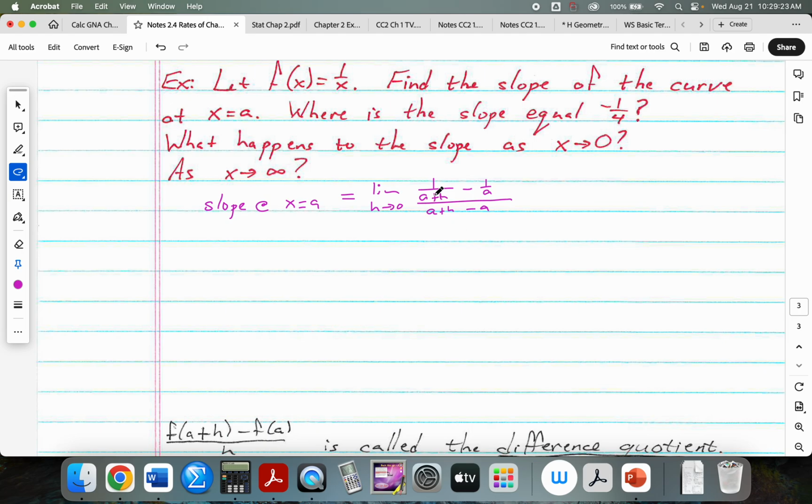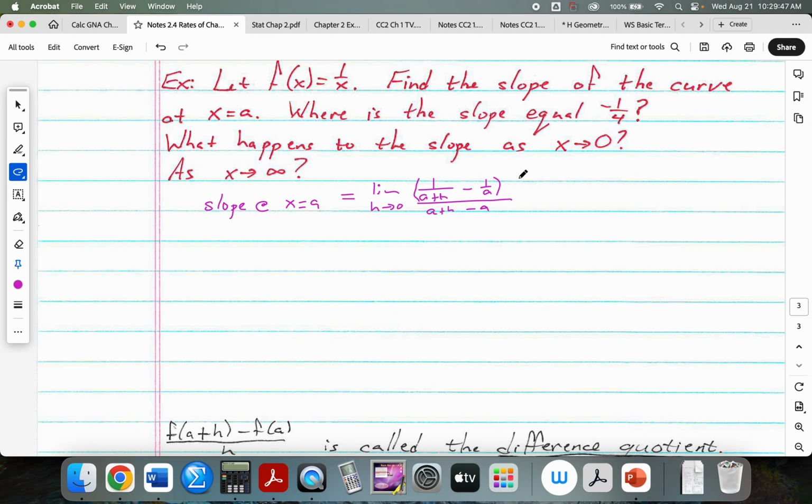fractions, because this is what is called a complex fraction. It's a fraction within a fraction. Final answers for things are never simplified if they're complex fractions. You should always clear the complex fraction part. How do you do that? You multiply by the common denominator.